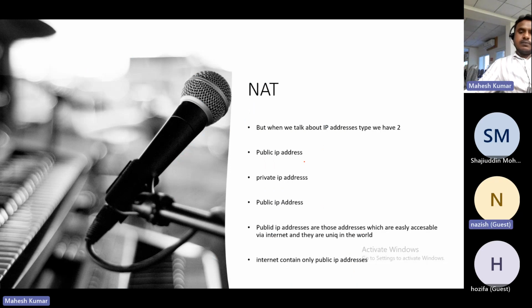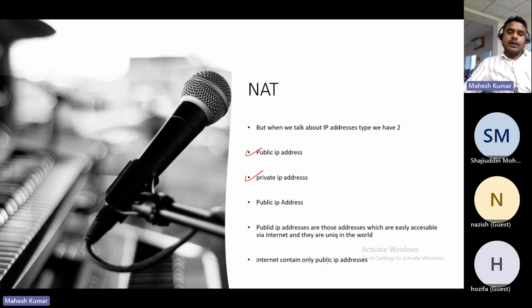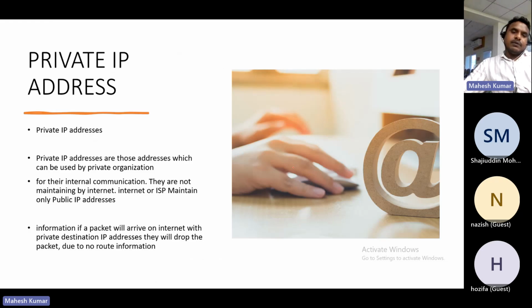So in NAT, there is a public IP and a private IP we are having. Public IP addresses are those addresses which are easily accessible via the internet and they are unique in the world. As we know, a public IP needs to be purchased, right? Correct. And the private IP we don't need to purchase. So private IP, as we are using inside the network. Okay, this is a private IP.